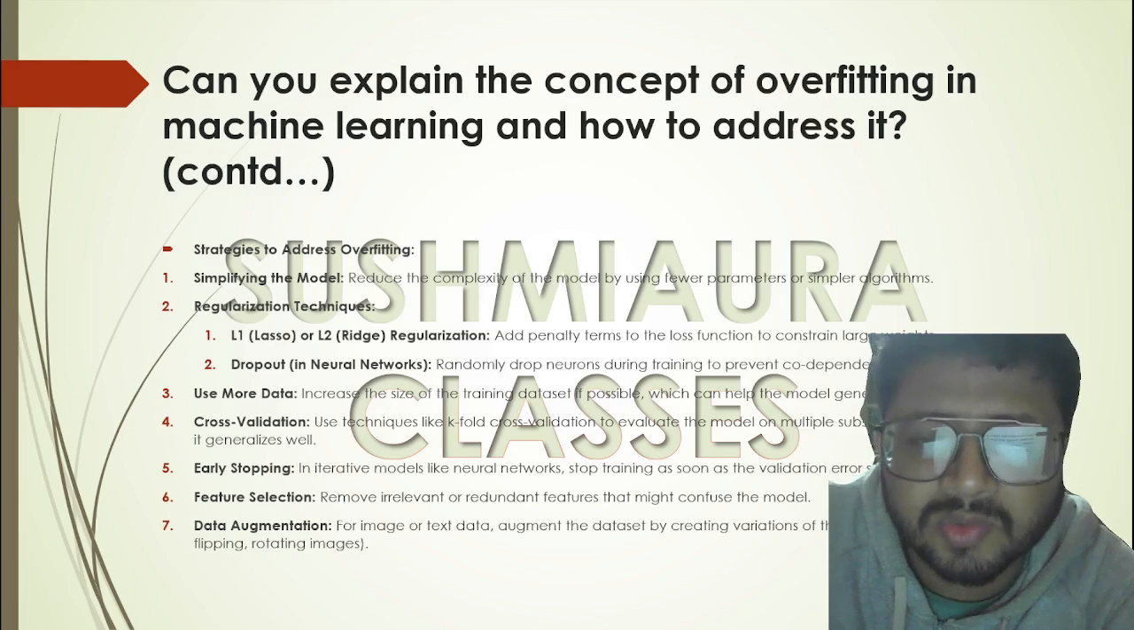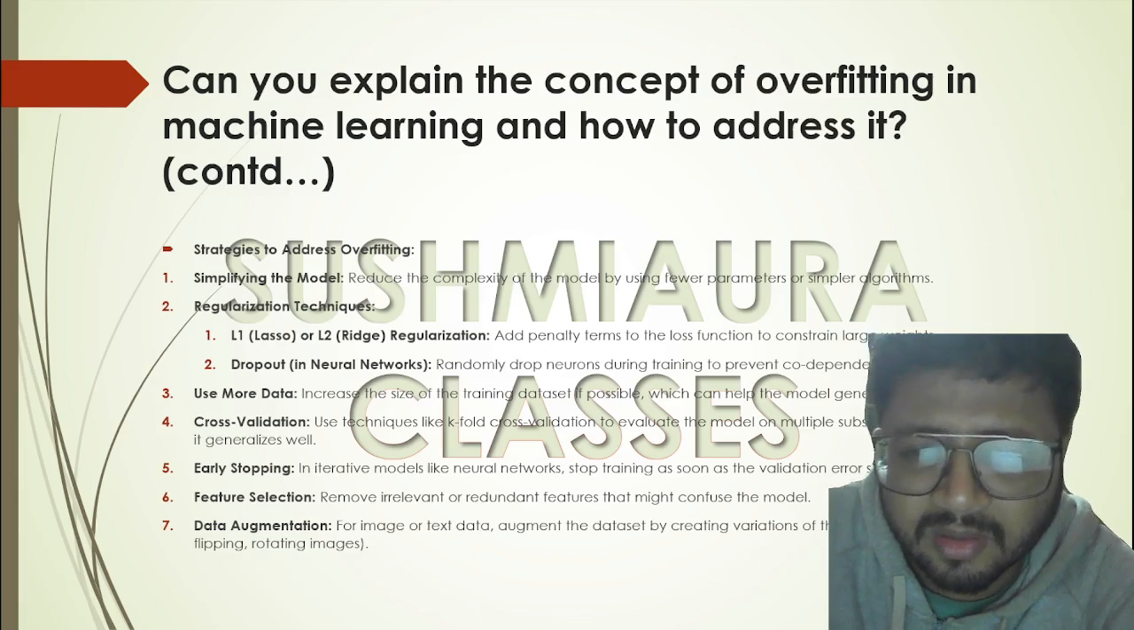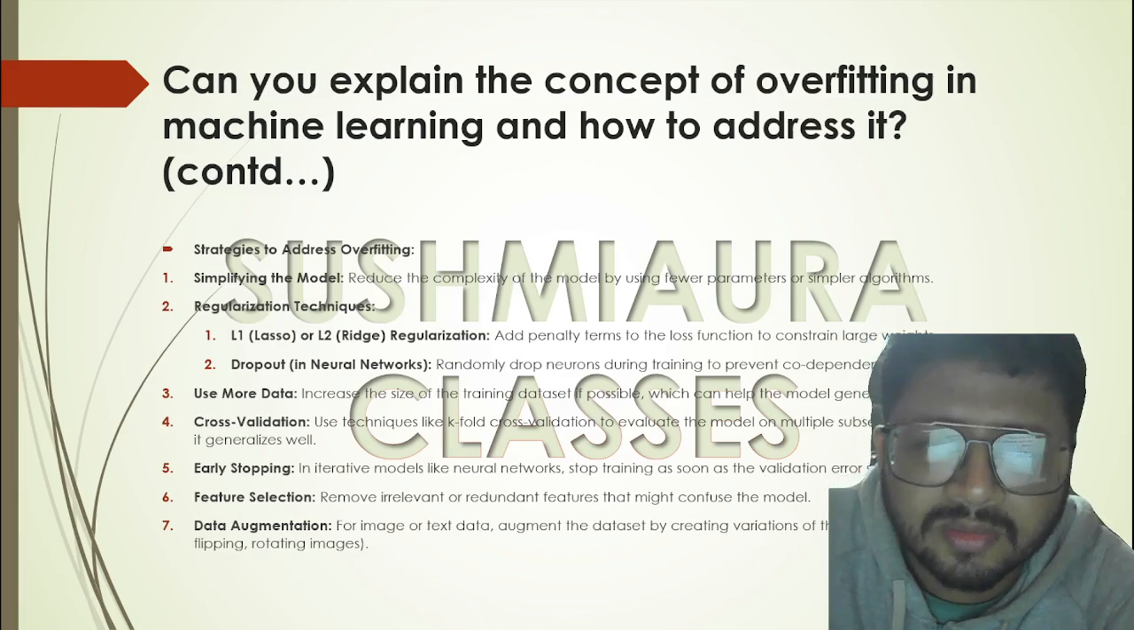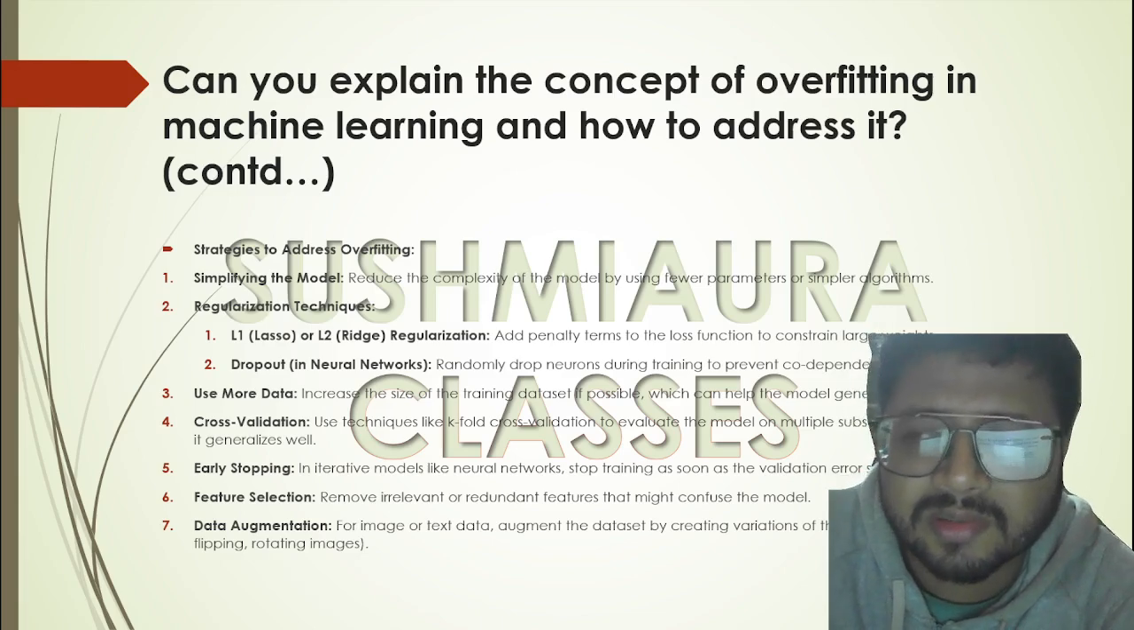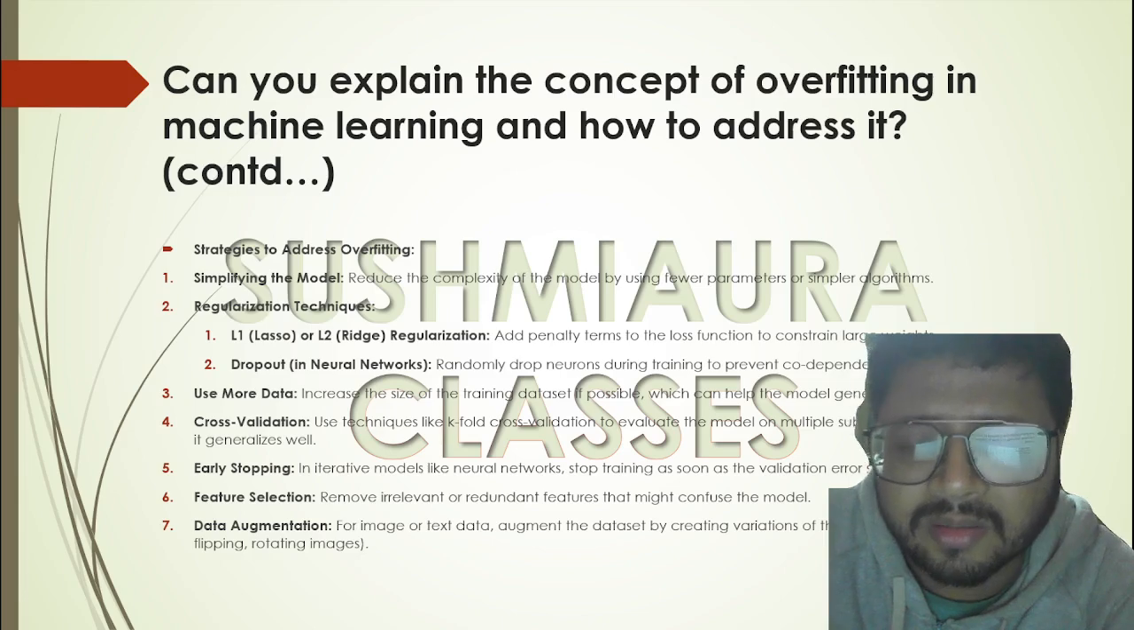It is mostly used for image or text data, right? So we augment the dataset by creating various variations, like flipping and rotating images, enlarging and minimizing them, and then we can train the models.